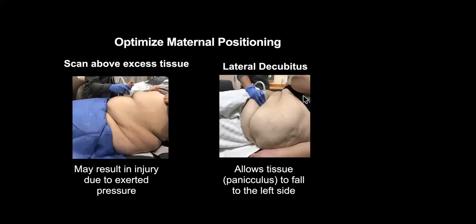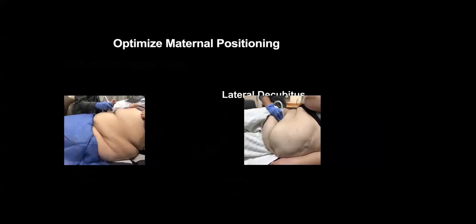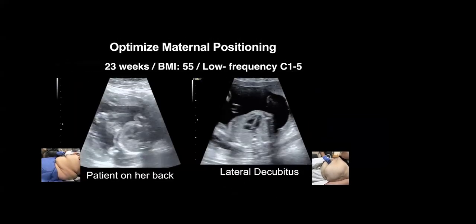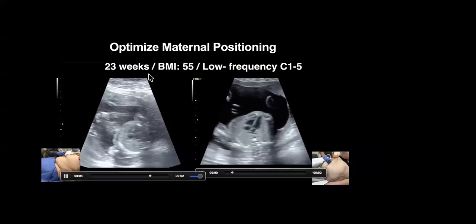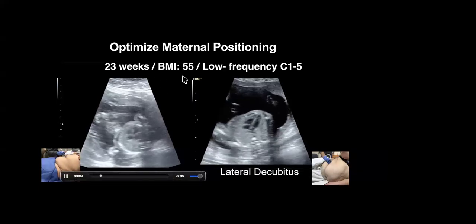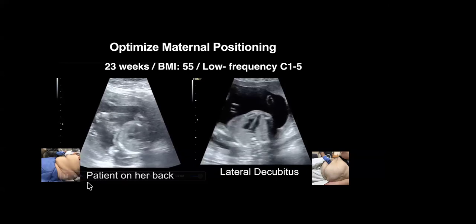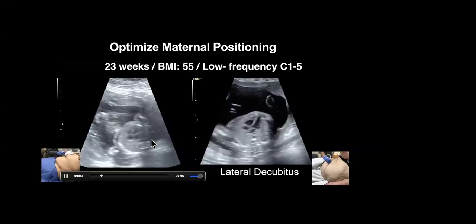And this is having the patient turn over towards the side, having the excess tissue fall to the left side, which can really help optimize and decrease the actual distance between the transducer and the fetus. And here's just an example that I used previously, a 23-week fetus with a BMI of 55, utilizing a low frequency transducer. This is with the patient on her back.